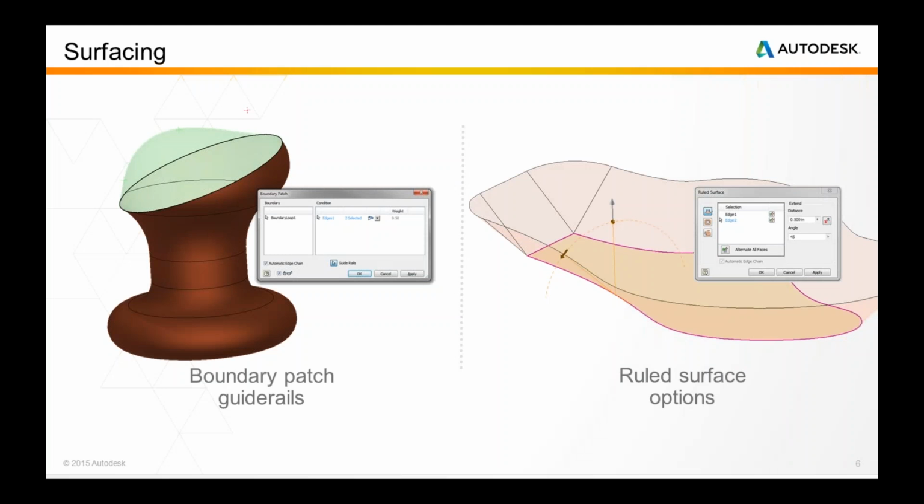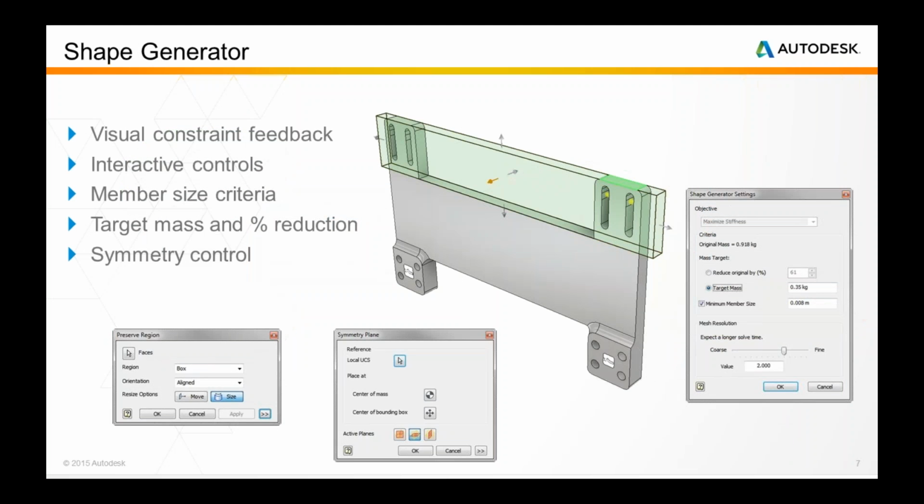Okay. Next thing we want to take a look at here is the shape generator. Now, the shape generator actually came out in 2016, the second release, R2. So if you're using 2016 today, if you've already upgraded and installed the service packs, you probably already have access to this, so maybe you've already seen it. It's a really cool thing that Autodesk built in to Inventor Professional.